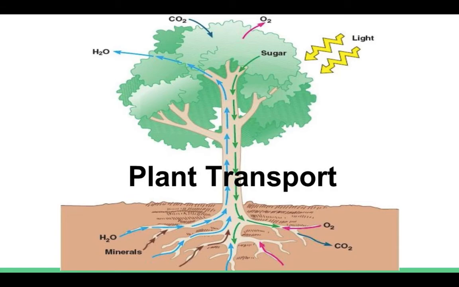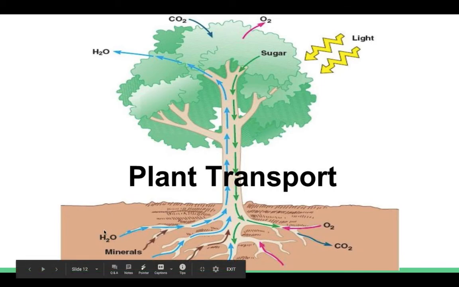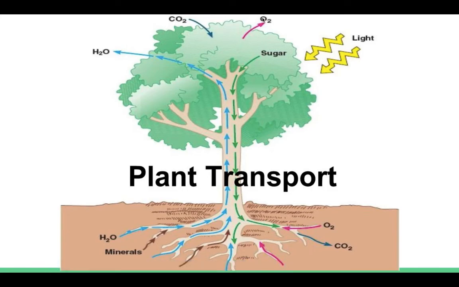Here's another picture of the xylem pulling that water up to the leaves, and the phloem taking that sugar away from the leaves to the other parts of the plant. You can see the water is coming in at the root. They also need some minerals, not for photosynthesis, but just to be healthy. We have some carbon dioxide maybe escaping out here as well. We've got carbon dioxide coming into the leaves, oxygen leaving, and we have light powering this.